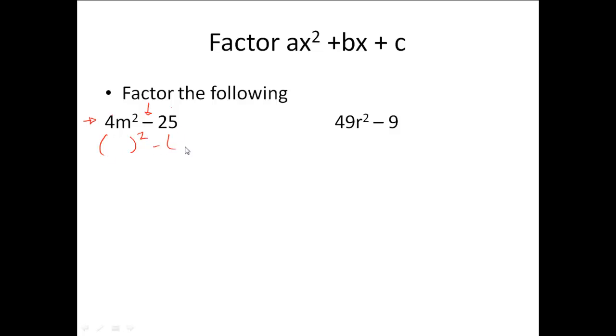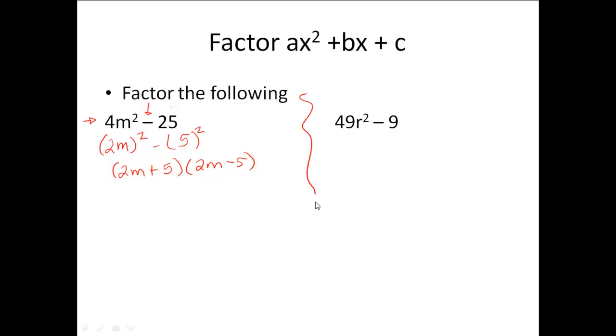Rewrite them first. Ask yourself, what can I square to get 4? And what can I square to get m squared? Then, what can I square to get 25? So I've got it written out as a squared minus b squared. I can go ahead and go right to my shortcut, which says a plus b times a minus b.